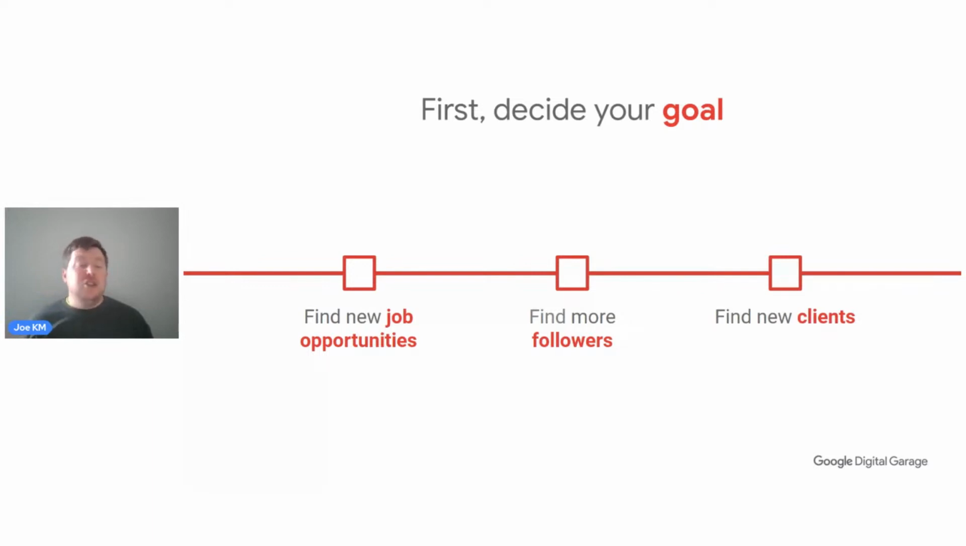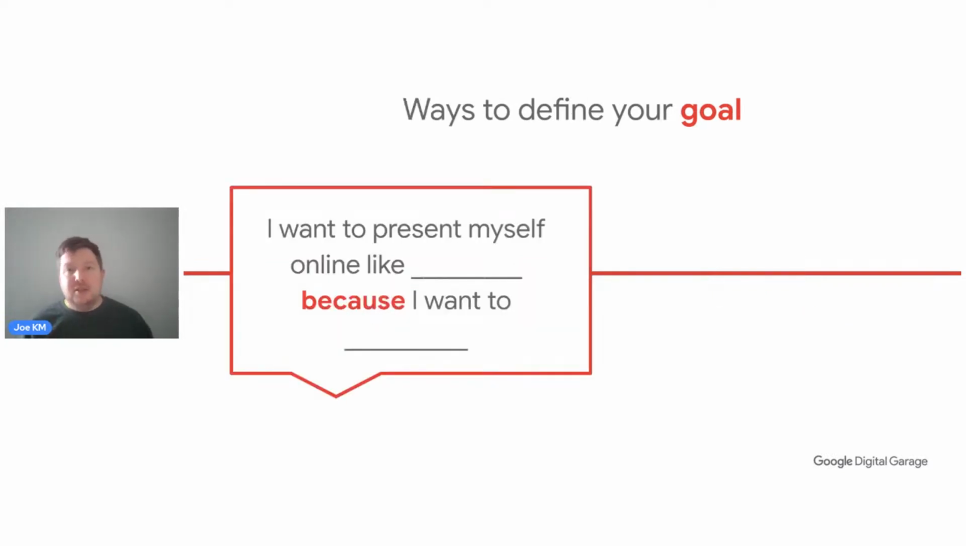Are you going to find new job opportunities? Are you finding more followers? Is it that you need to find new clients? Either way, all of these are amazing opportunities for you to decide what it is that you can do here. How can I help people? And how can I make these goals happen? So once you know what you're going to do, you can then expand upon this.